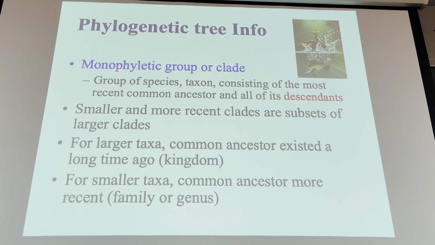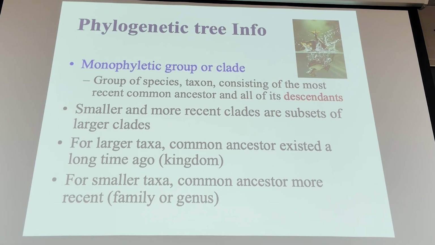But a monophyletic group is a sound group. You can trace all of the descendants back to a common ancestor. That's what phylogeny is trying to do. When you see a tree, that is our best guess of the monophyletic groups at that time, okay? Or the clades, birds, for example, which we just looked at. So it's a group of species or some other taxon consisting of the most recent common ancestor and all of its descendants.